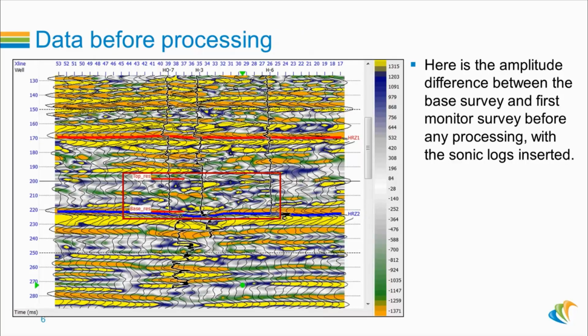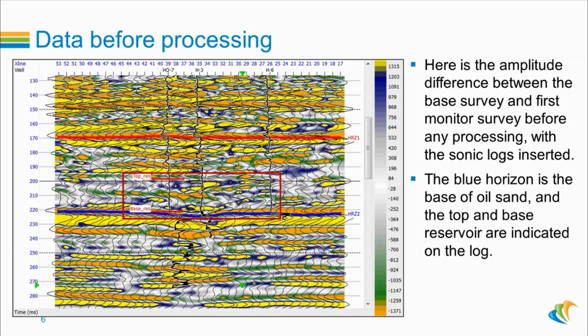So obviously, when we're doing time-lapse, we want to actually highlight changes in production. So we did an amplitude difference between the base survey and the first monitor survey without any processing at all, and this shows the sonic logs inserted. You'll see that really there's not a lot of indication of where the production is. So the blue horizon here is the base of oil sand, and the top of the base of reservoir are indicated on the log. And the red horizon is the top of the complete interval. So as I pointed out, the anomalies do not stand out in that zone.